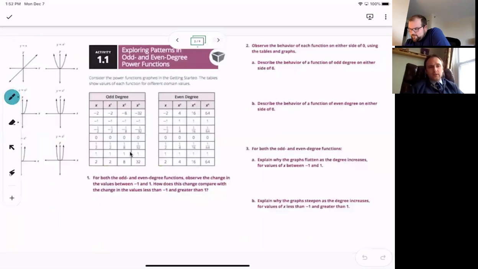And look, more patterns. The first thing I noticed here, like they said the odd and the even thing, but when I looked at the tables, I see for even, all of the stuff here is positive.